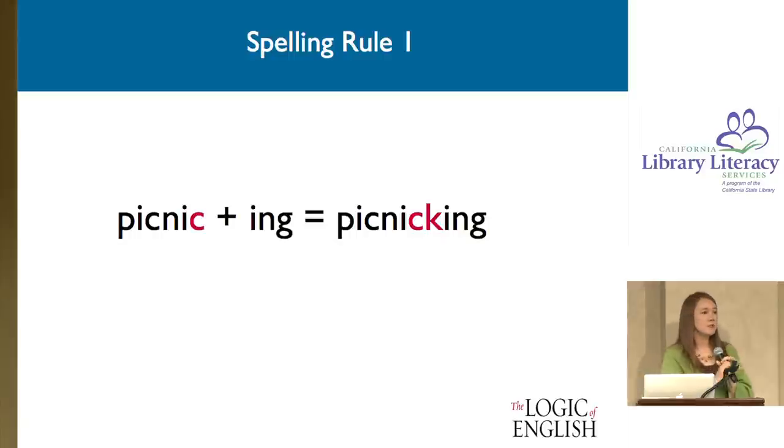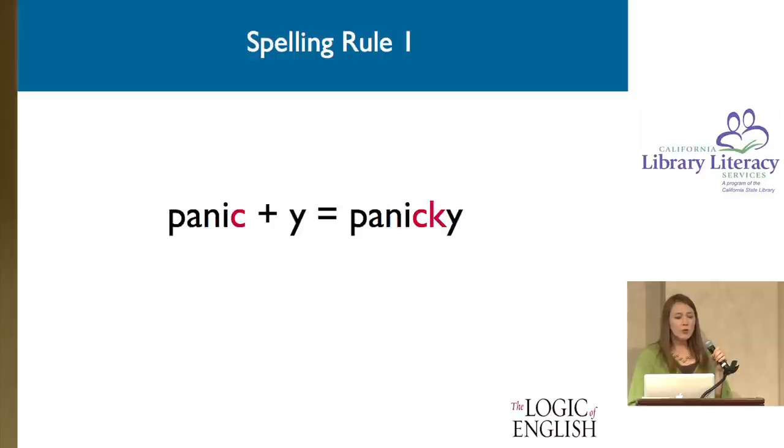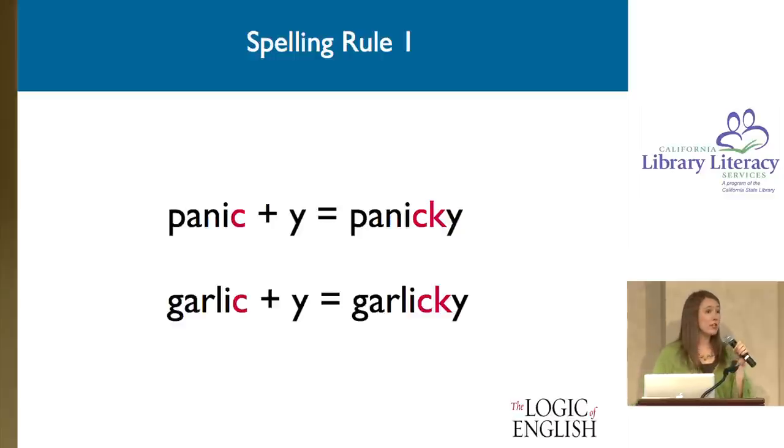All right. Now, I want to solve some of your spelling problems. Even if you're a good speller, oftentimes people struggle with these things. Now, people often wonder, why on earth do we add a K to picnicking? Can you see now why? What would it say? It would say picnicing if we didn't add a K. What would mimic say if we didn't add a K? Mimicing. What would happen here? Panacea. And garlicky, we need to add a K as well to protect that C.